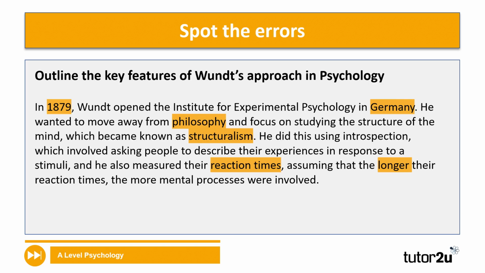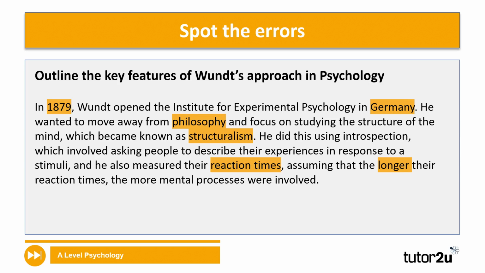So the date was wrong. So in the previous text it said 1979, and of course the approach was devised in 1879. It wasn't Russia, it was Germany, where the Institute for Experimental Psychology was opened. In the body before it said that, evolution, and of course it moved away from philosophy, not evolution. Structure of thought is not the term that we should use. Structuralism is what you should have fixed it to.